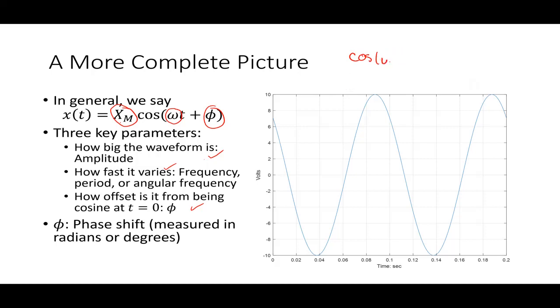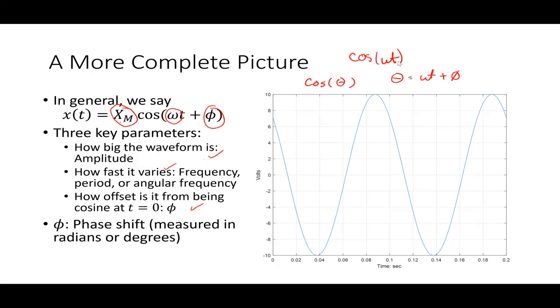That was ugly. Cosine. How far off are we being from cosine omega t at t equal to 0? And that typically is measured in radians or degrees, right? Because cosine is a function of an angle. What I'm saying is more generally we have theta equals omega t plus some offset. And that offset tells us how far off we are from being just plain cosine. All right, so let's look at this waveform here and try to understand it.